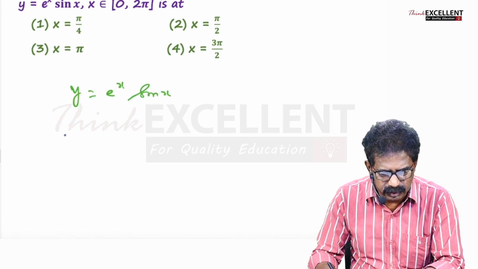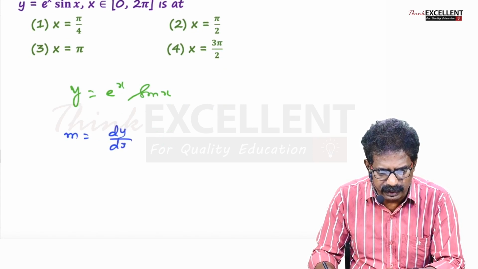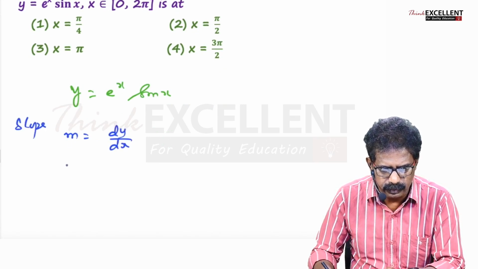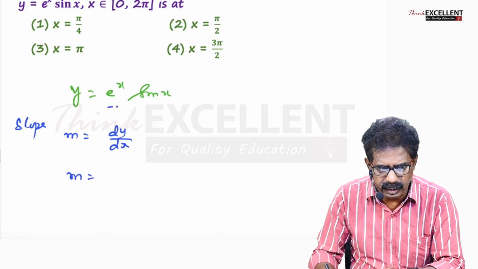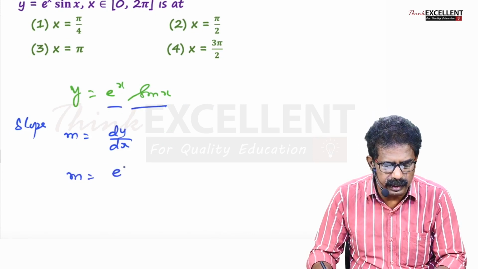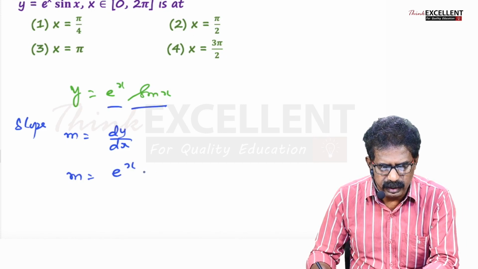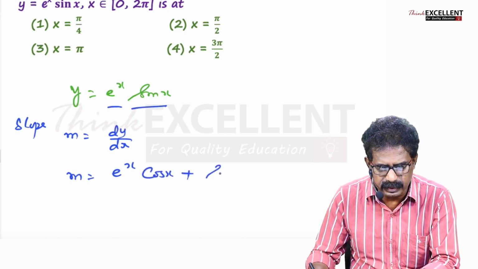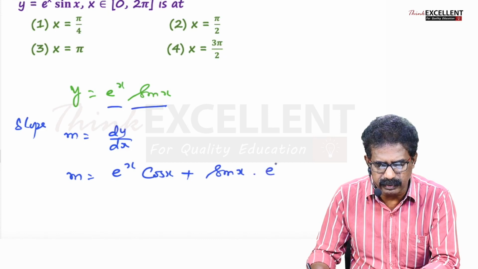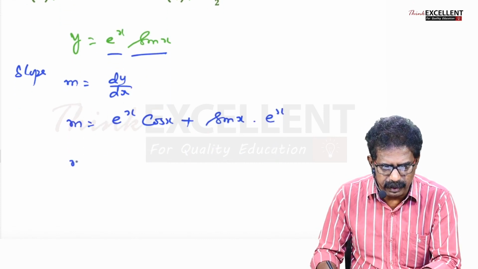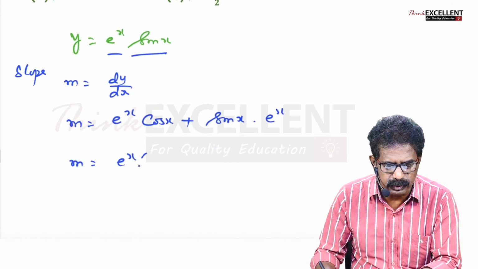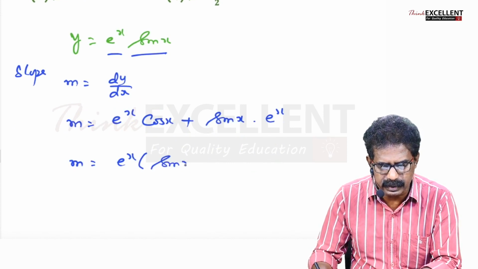So first I'm finding the slope. Slope means dy by dx, right? Slope is equal to dy by dx. So m equal to the derivative, apply the product rule. First into e raised to x, into first into derivative of second: sin x, derivative cos x, plus second into sin x into e raised to x, derivative e raised to x itself. So m equal to, take e raised to x outside, you are getting sin x plus cos x.